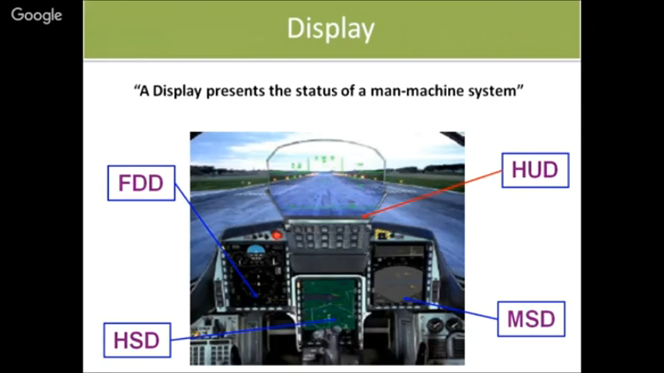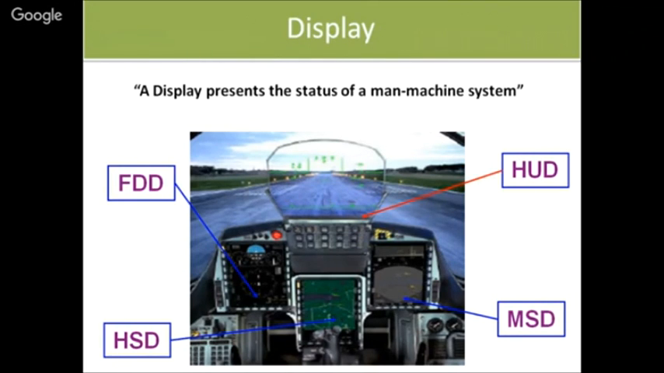Now, till now I talked a lot about head-up display. I don't know if you got an idea what a head-up display actually is. So this picture tells us something. So what is a display basically? A display is basically something which presents the status of a man-machine system. In any man-machine system where there is an interaction between human and machine, the display gives you information about that.